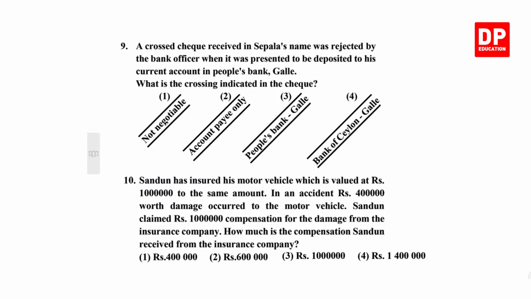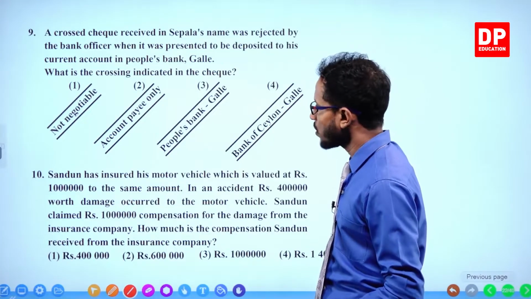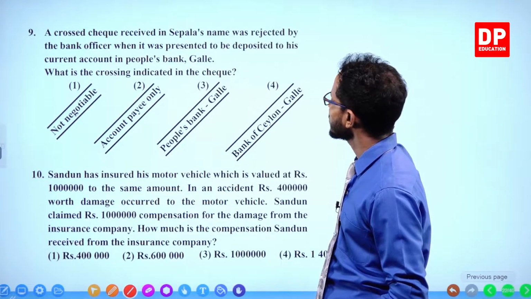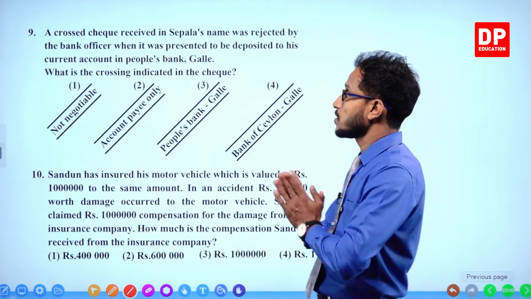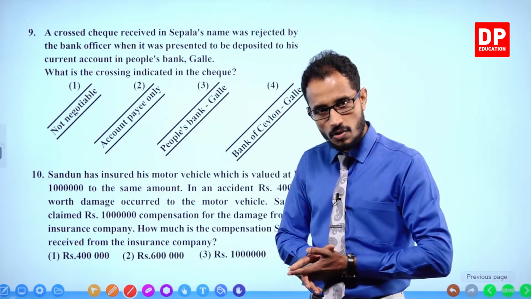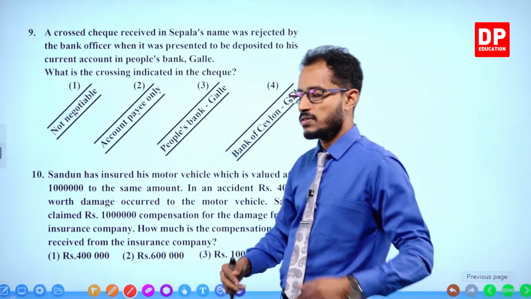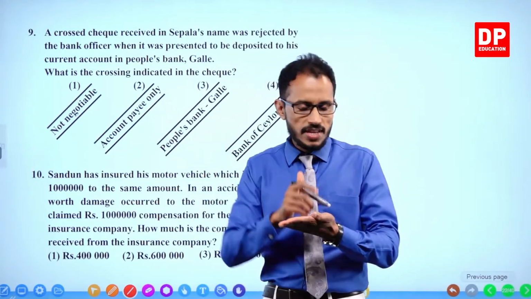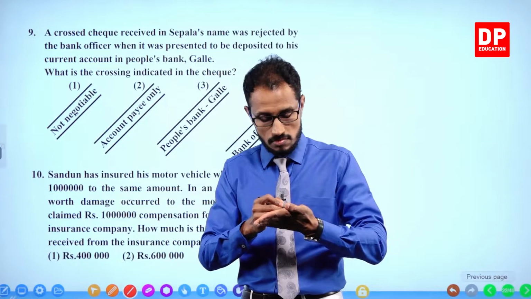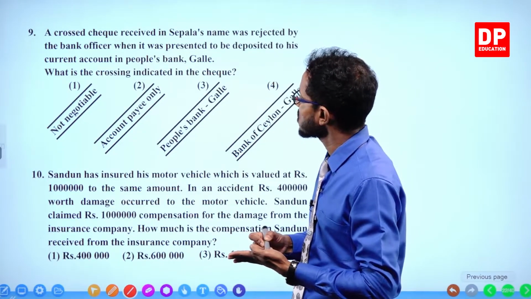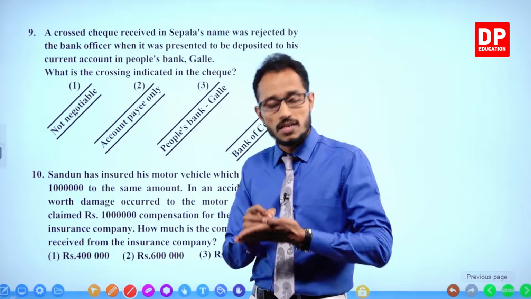9th question. A crossed check received in Sepala's name was rejected by a bank officer when it was presented to be deposited to his account in People's Bank Galle. What is the crossing indicated in the check? What does this question ask you? A check is there. Somebody has written a check to Sepala.